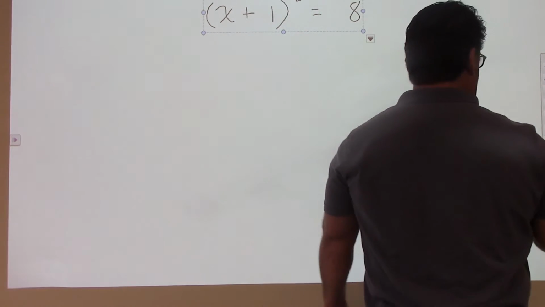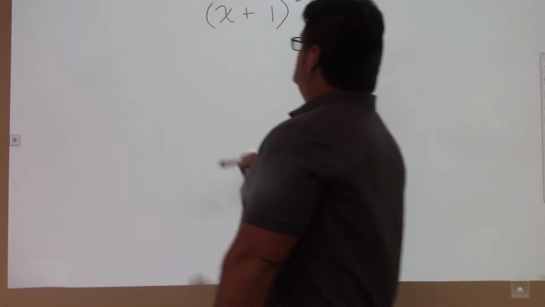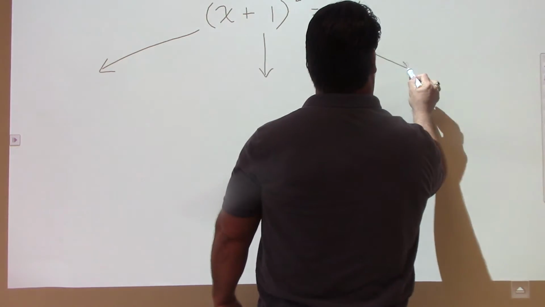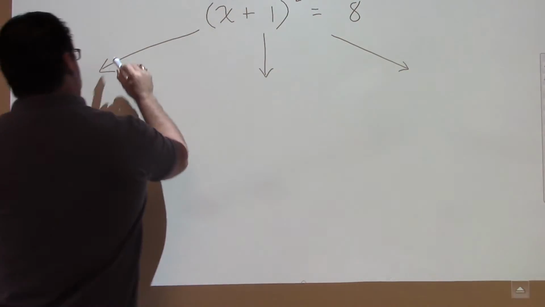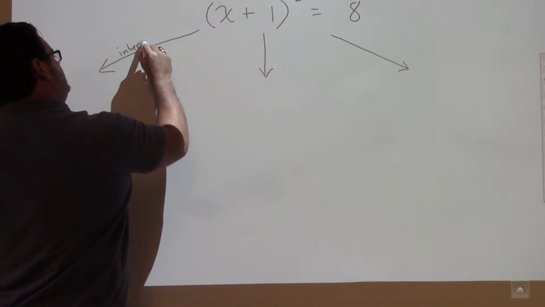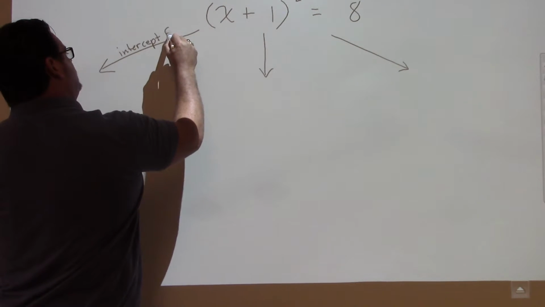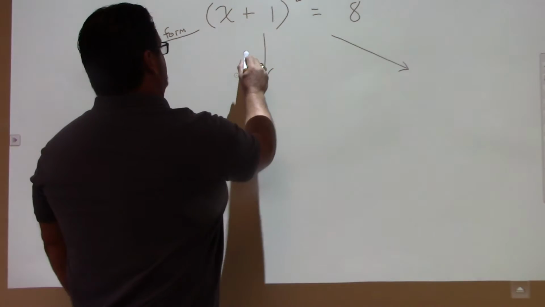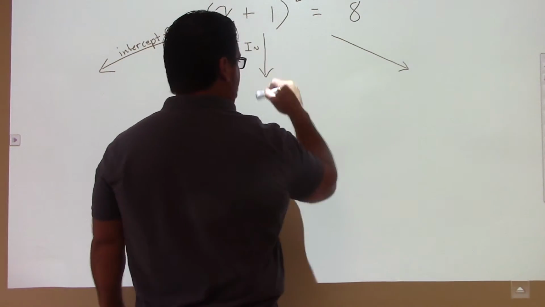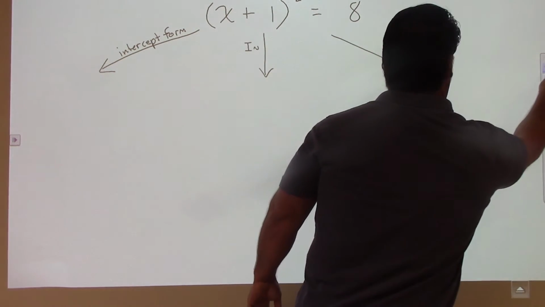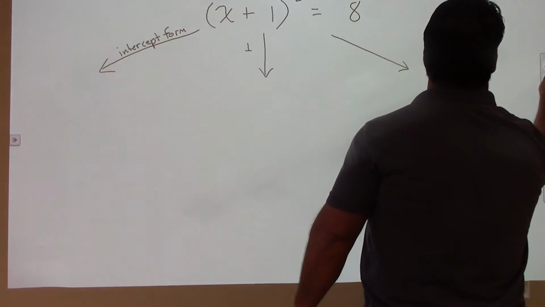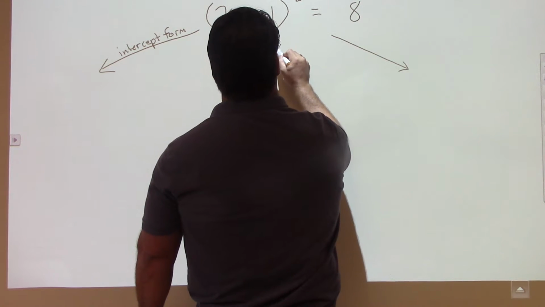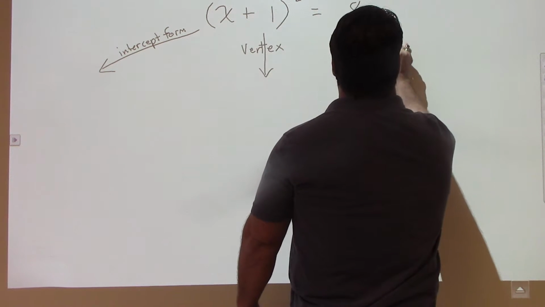At this point, I want you to draw 3 arrows. One right there, one right here, and one right here. And on these 3 arrows, I want you to write Intercept Form, Intercept, I'm sorry, not Intercept, Vertex, and solve for X.